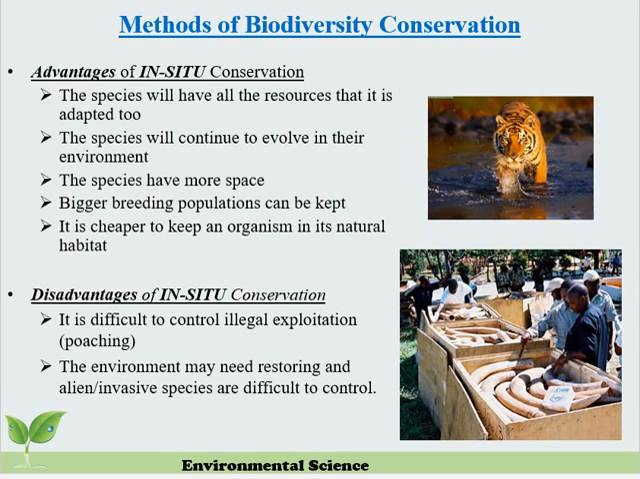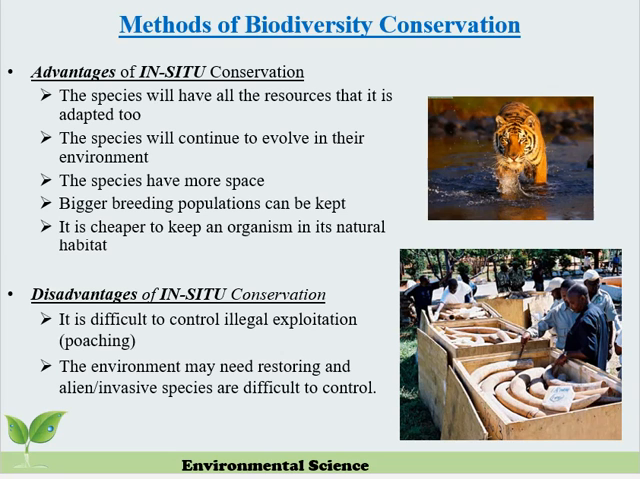The species have more space, again, not much space in a zoo. Bigger breeding populations, lots of different mates to choose from. It is cheaper to keep an organism in its natural habitat. Even though we talked about in the slide prior the money it takes to set up the parks and to maintain them and to pay rangers and police and all that stuff, it's still cheaper to keep them in their own habitat. The disadvantage: it's difficult to control illegal exploitation, poaching.